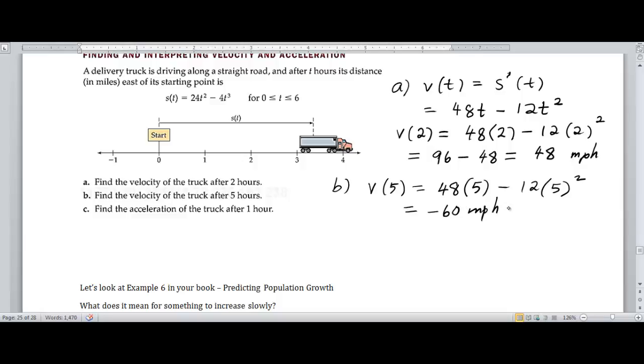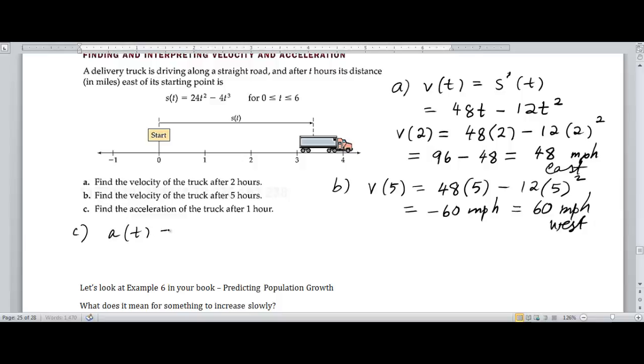This is interesting. How can I have a negative velocity? Well, remember the truck is going east of its starting point. So if you get negative velocity, that means it's going in the opposite direction. This is going 60 miles per hour west. It's headed back to its original position. And this is 48 miles per hour east, going in the positive direction. So here we're calling positive east and negative west. It says find the acceleration of the truck after 1 hour.